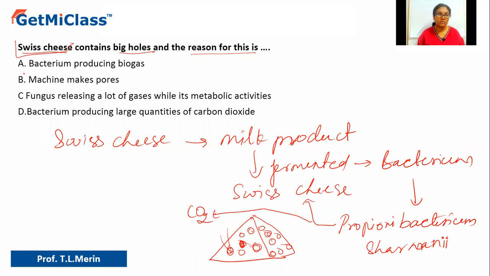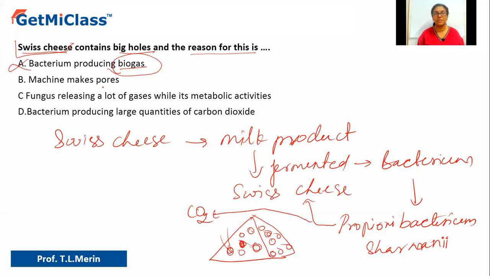So let's see. Option A says bacterium producing biogas. So they're asking Swiss cheese contains big holes and the reason for this. Option A says bacterium producing biogas. So biogas, how can we produce biogas here? And then we are actually going to eat that cheese, right? And biogas is produced by using cow dung, etc. Okay, hence it is ruled out.